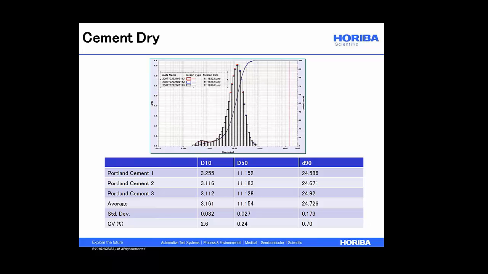Cement is an interesting material, very important to things like roads and buildings and a lot of modern technology, although it's been around for an awfully long time. Particle size turns out to be pretty important, with sizes that range from a few microns up to tens of microns. Here are some measures of dry Portland cement with a D50 of 11 microns, a D10 of 3 microns, a D90 of almost 25 microns, and coefficients of variation of about 0.24% on D50, 2.6% on D10, and 0.7% on D90.